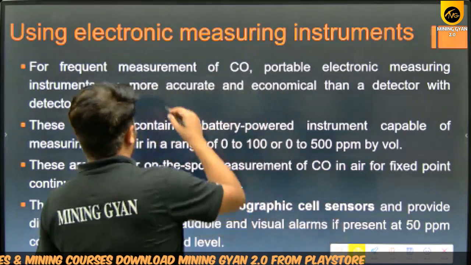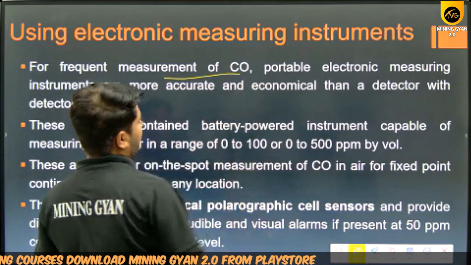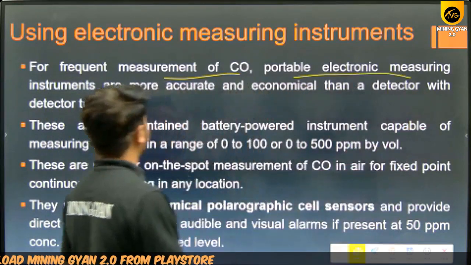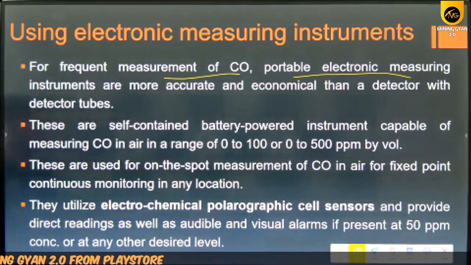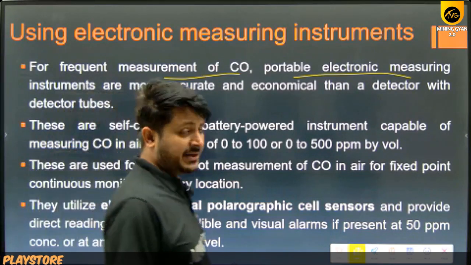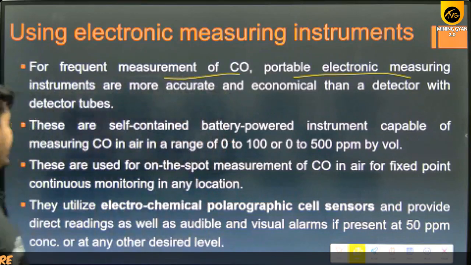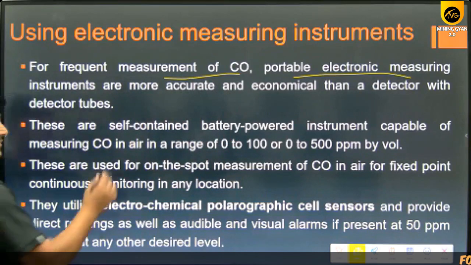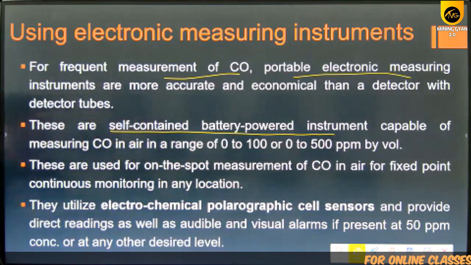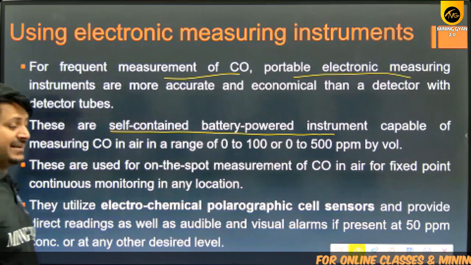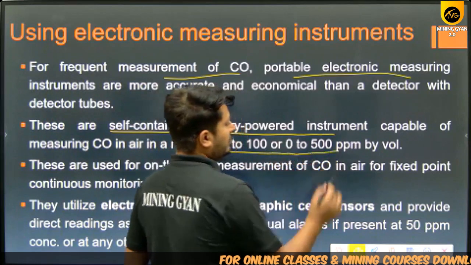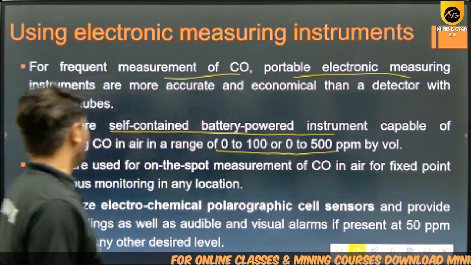Basically it is used for the measurement of carbon monoxide. It is a type of portable electronic measuring instrument, and it is much more accurate and economical than the detectors which have detector tubes. These are self-contained, battery-powered instruments, and they are capable of measuring carbon monoxide in air, in a range from 0 to 100 or 0 to 500 ppm by volume.